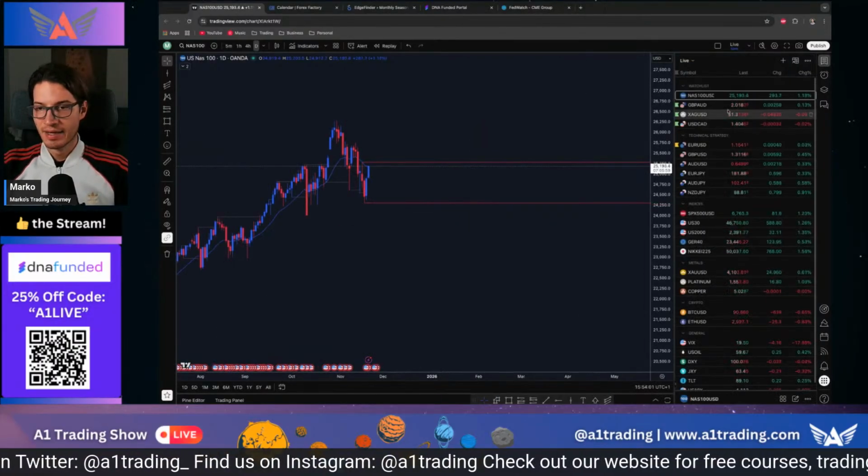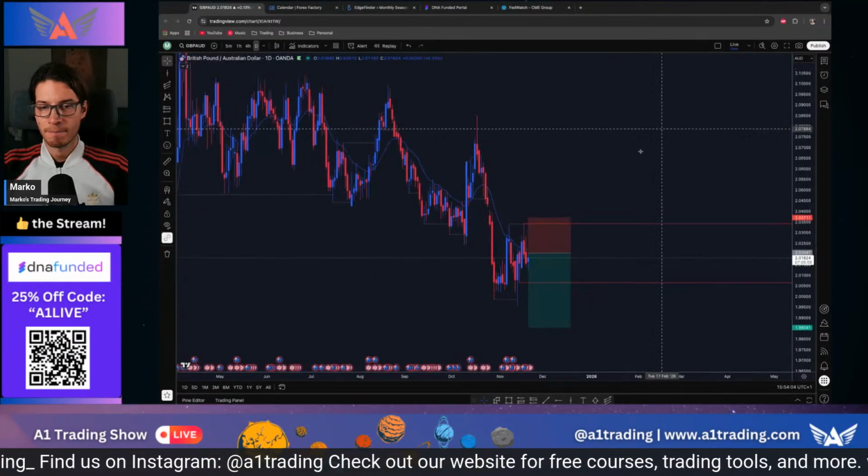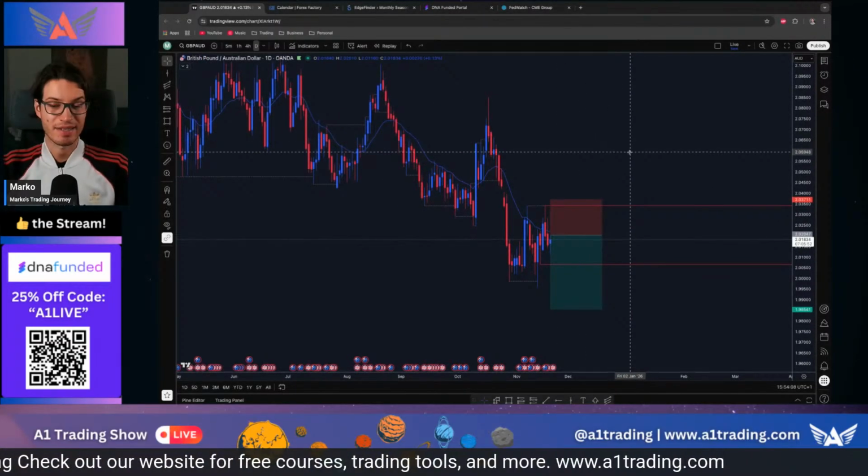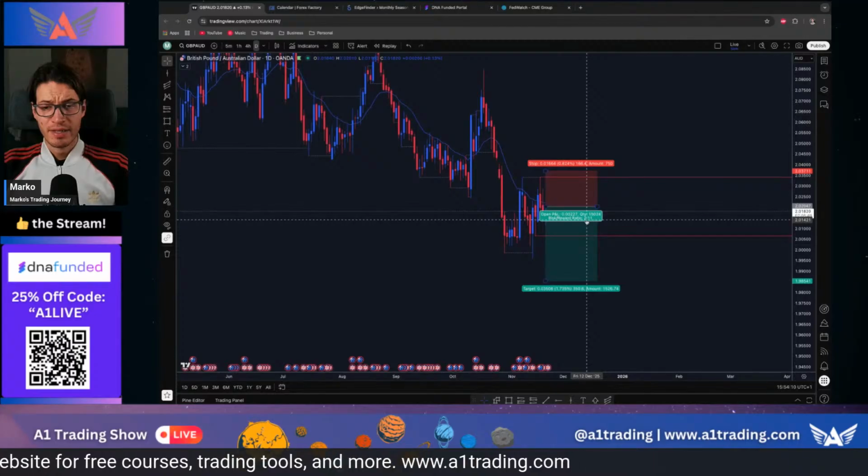So the NASDAQ is covered. Pound Aussie, I had a question about the Pound Aussie. This is a new position I have taken, a new sell setup. Currently, it's around break even.